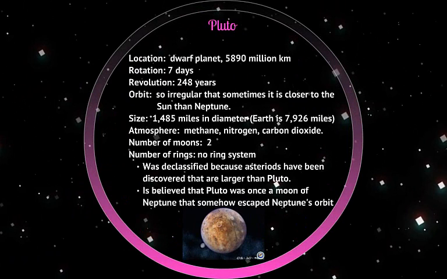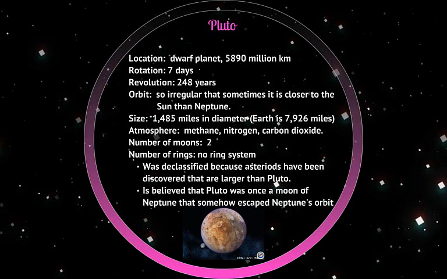Pluto's no longer a planet in our solar system, but we still like to talk about him. He's now a dwarf planet. He is 5,890 million kilometers. His rotation is 7 days. So for every week we have on Earth, it takes him 1 day.